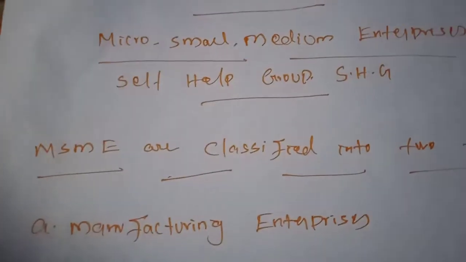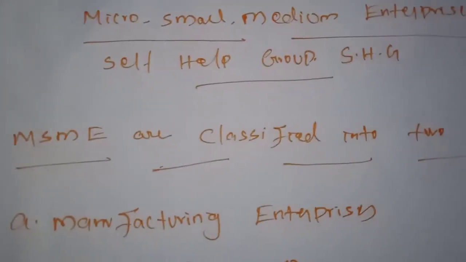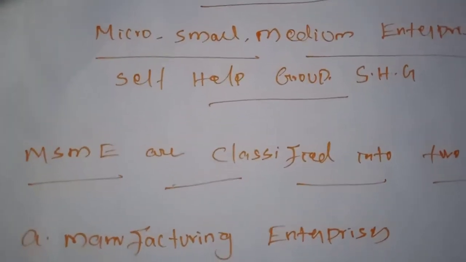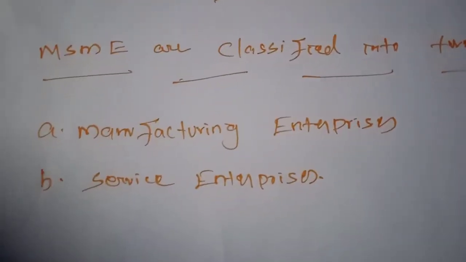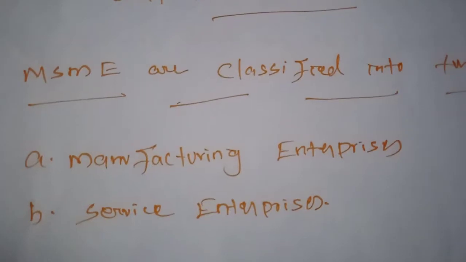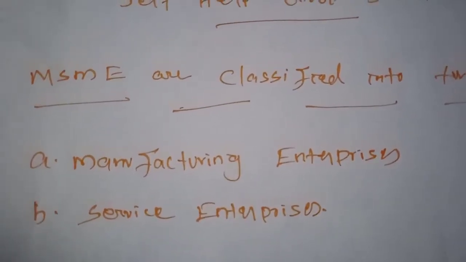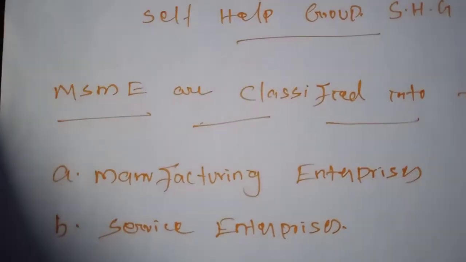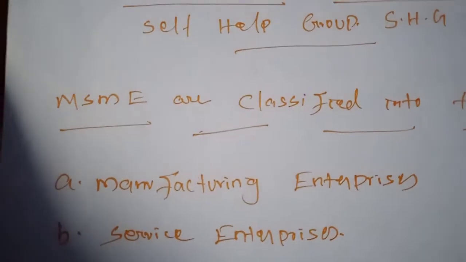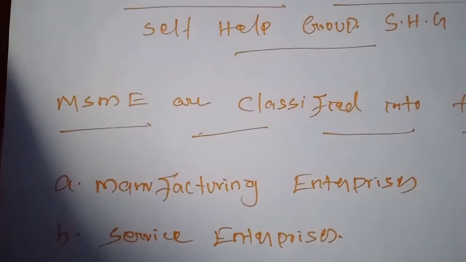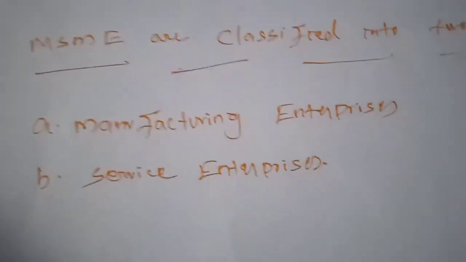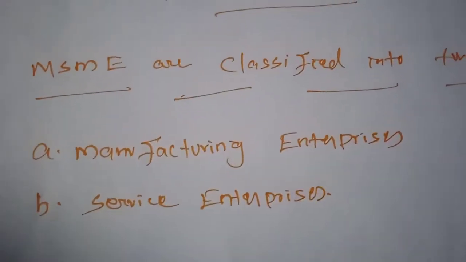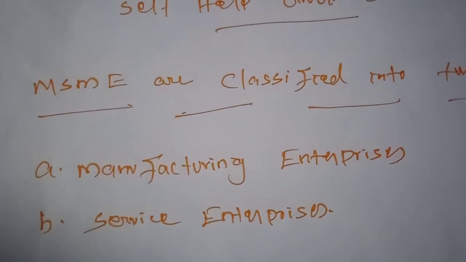The micro, small and medium scale enterprises are classified into two types: the manufacturing enterprises and the service enterprises. The manufacturing enterprises refers to the enterprises engaged in the manufacturing or production of goods pertaining to any industry specified in the first schedule to the Industries Act. Any enterprise involved in producing or manufacturing goods is considered a manufacturing enterprise.